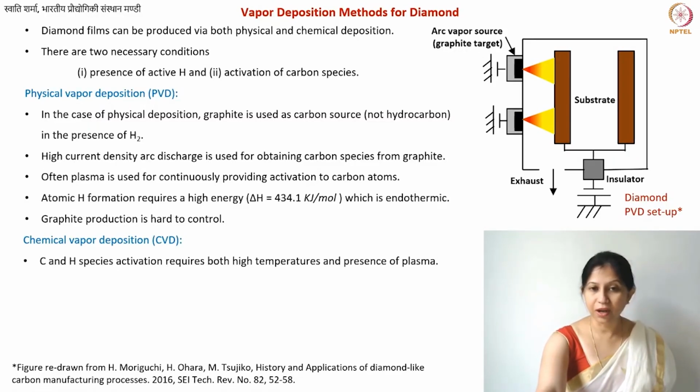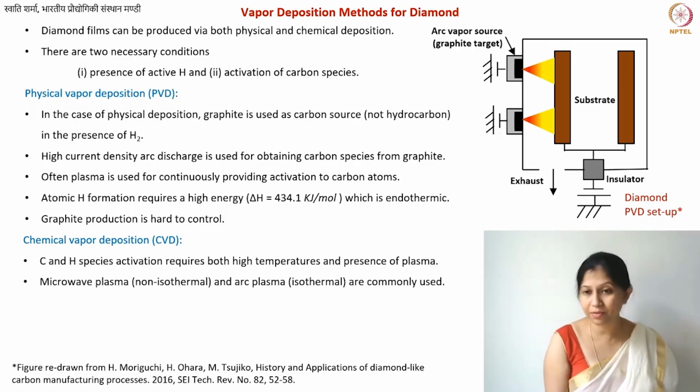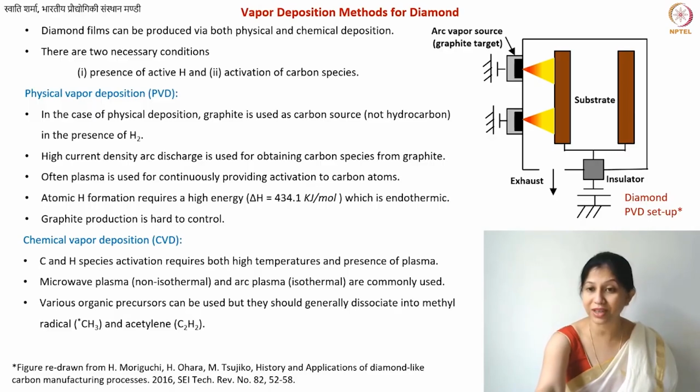Okay, so in the case of CVD, again you have carbon species and hydrogen species that are obtained by pyrolysis of a hydrocarbon. But again, they are present when you also have the plasma. So both carbon and hydrogen species need to be activated at all times. Now you can use two types of plasma. One is of course the arc discharge that we already talked about. You can also use RF plasma. You can use microwave plasma. Microwave plasma is non-isothermal, but the arc plasma is isothermal.